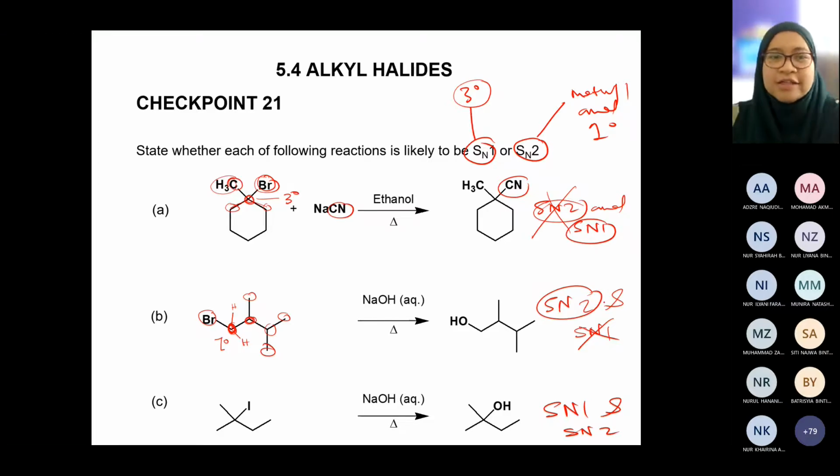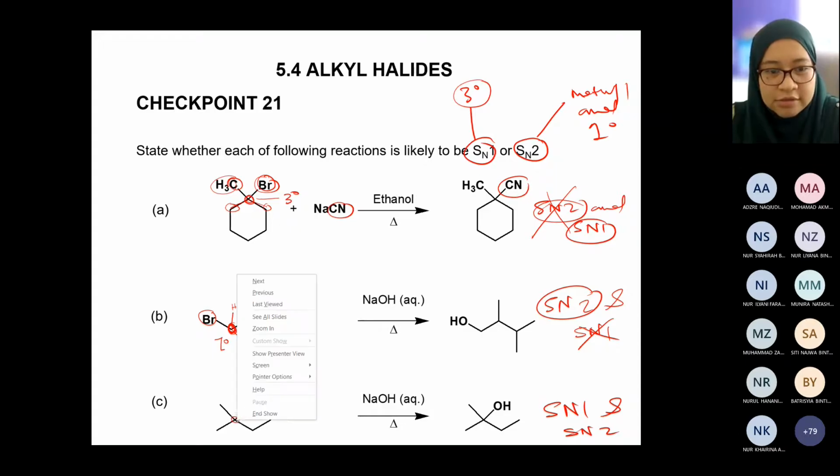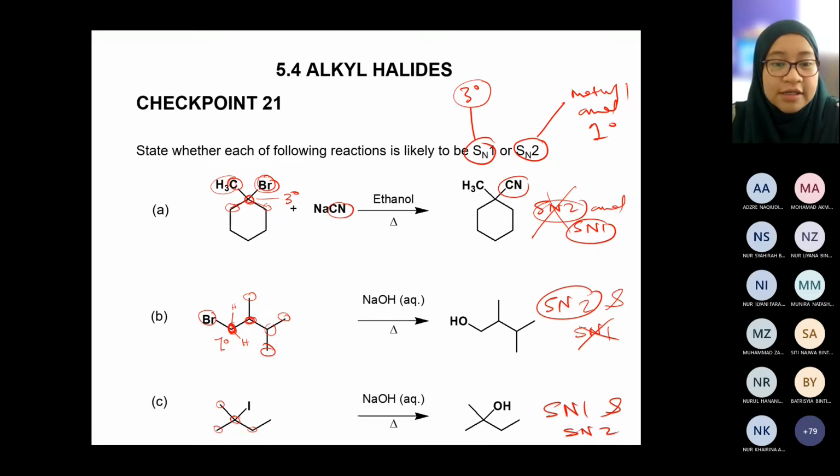You only need to guess. Right, C. Focus on the carbon attached to the halogen. So this carbon. It is attached to this first carbon, second carbon, and third carbon directly attached to it. So it is a tertiary carbon. So if it is a tertiary carbon, this alkyl halide is also a tertiary alkyl halide. So if tertiary, it will be SN1.